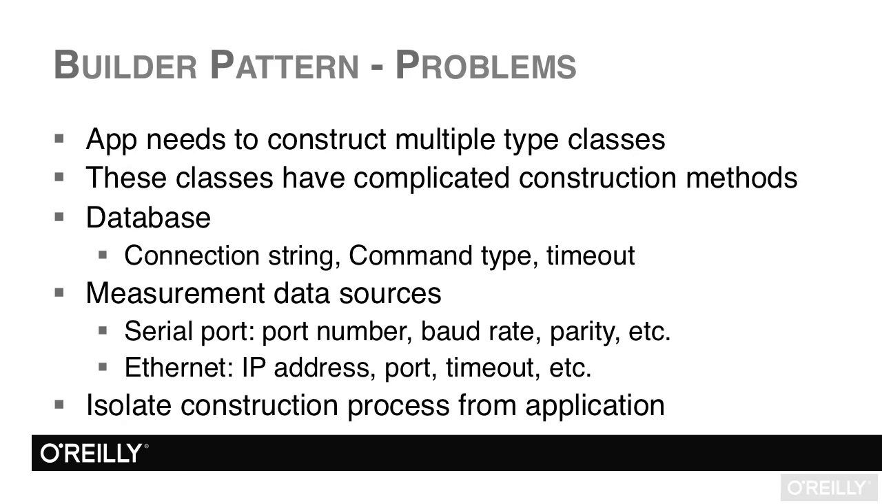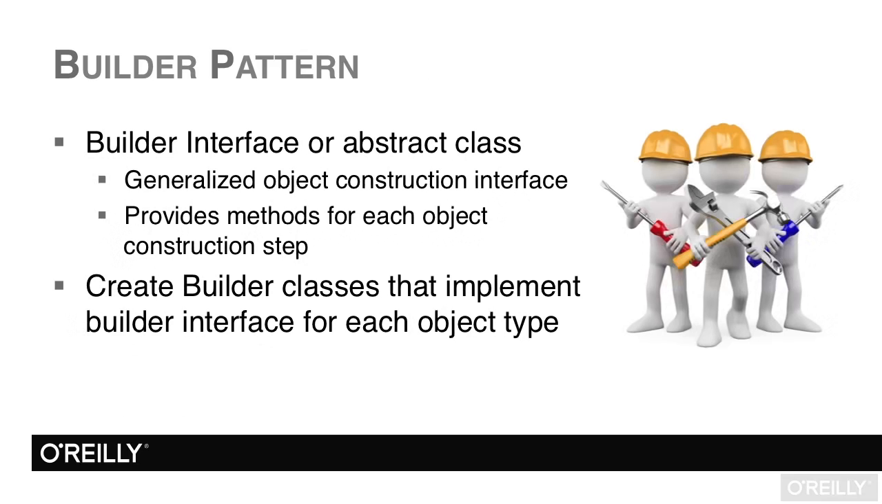But we don't want the application code to have 20 lines of methods that actually do that building. We would like that to be as simple and clean as possible, so it doesn't clog up our application code and make it that much more difficult to read. So the builder pattern helps us in this.